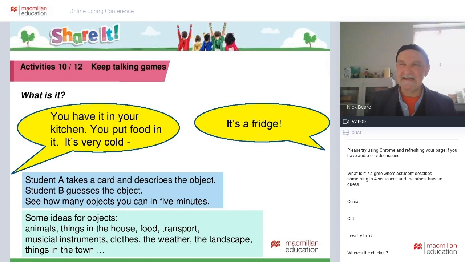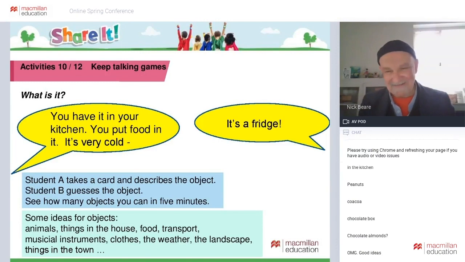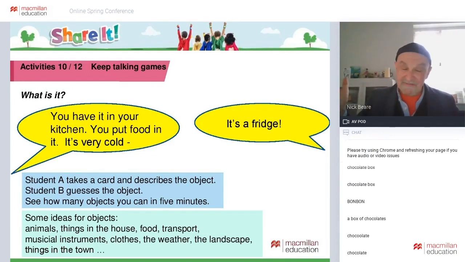Okay, so here, this one is a bit difficult. It comes in a little container, and you open it up, and it's got lots of little brown things in it. And you take the brown things, not peanuts, no. You take the brown things, you eat them, and yeah, chocolate box. Hooray! Very good, excellent.